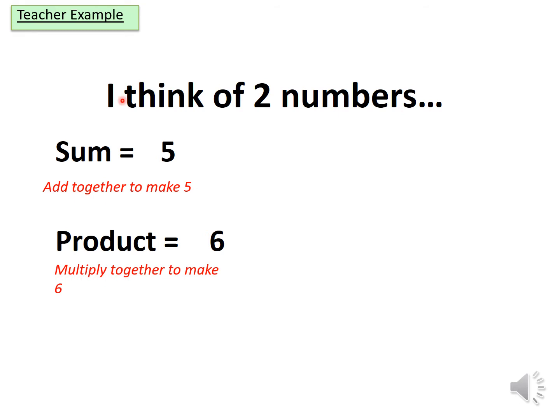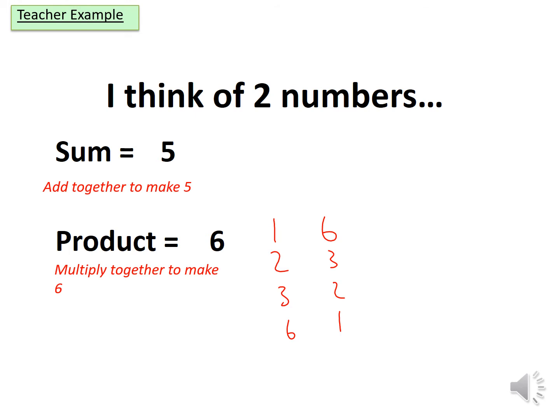Now, in order to work out the two numbers that I am thinking of, if I was to list out all the numbers that I can add together to make 5, I would have a very long list. But if I was to list out all the numbers that I can multiply to make 6, the list won't be that long. I can then use that list to get my two numbers. So let's write out the factors of 6. I know 1 times 6 would give me 6. I know 2 times 3 would give me 6. Again, 3 times 2, and then 6 times 1. These are all the factors of 6. These are the only numbers that you can multiply together to give me 6.